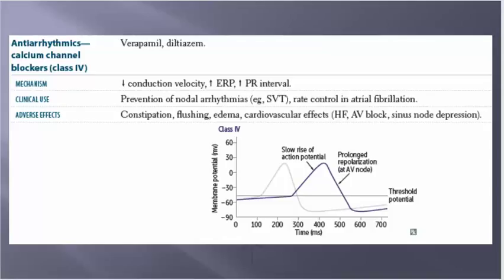Antiarrhythmics, calcium channel blockers: verapamil, diltiazem. They decrease conduction velocity, increase ERP, increase PR interval. Used for prevention of nodal arrhythmias such as SVT, and rate control in atrial fibrillation. Adverse effects: constipation, flushing, edema, cardiovascular effects.